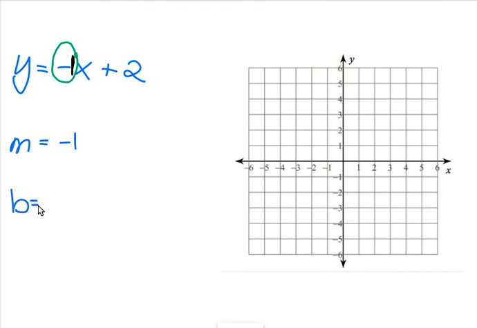My y-intercept is the number that's being added. Okay, so the number that's being added is a 2. Now I could also have written that as 0, 2. So I want you to write both ways. I want you to write 2 and 0, 2.